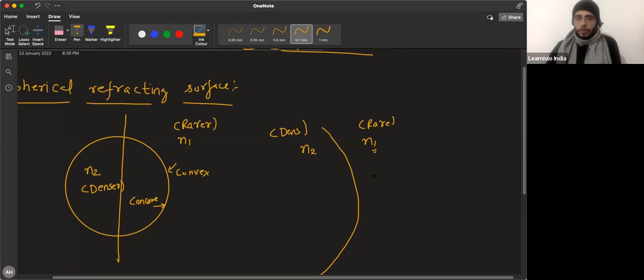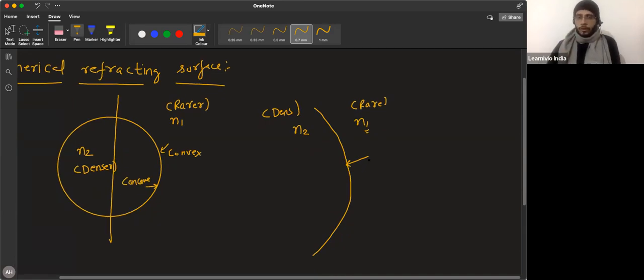Now, can you tell me what type of surface this is? Is it a concave or a convex surface? Towards the rarer medium, you have a convex shape. So what type of surface is this? Is it a concave or a convex? Towards the rarer medium, you have a convex face. So this one is a convex refracting surface.